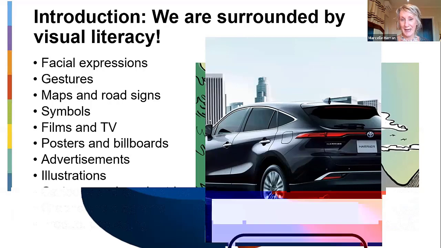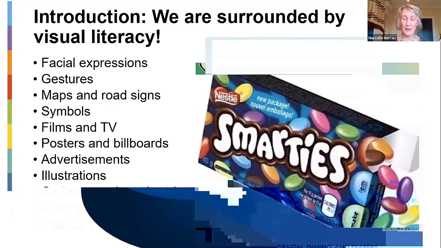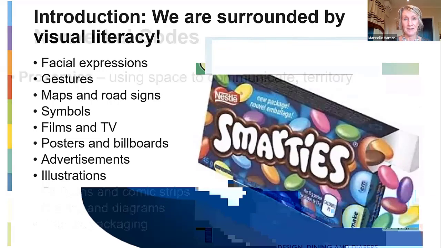Yep, and this is the beautiful Toyota, the advertising for vehicles. We see those all the time. Symbols, what is that for? Do you know what it means? Okay. And of course, packaging, yes, a Smarties package. These are all visual things that we are surrounded by daily.